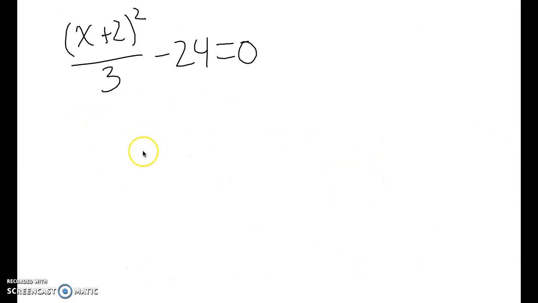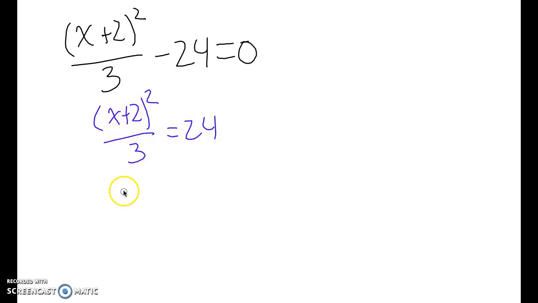If we look at this slightly more complicated example, we'll notice that there's still a big similarity, and the similarity is the only x we see is inside the parentheses and is being squared. So we're going to treat this the same way. What we're going to do is we're going to isolate this parenthesis that's being squared. So I'm going to add 24 to both sides. So I get x plus 2 quantity squared divided by 3 equals 24. Multiplying both sides by 3 will isolate that parentheses.